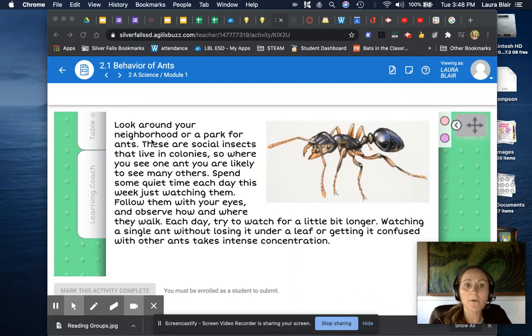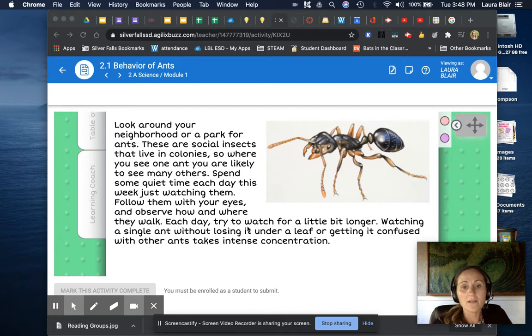Look around your neighborhood or park for ants. These are social insects that live in colonies. So where you see one ant, you're likely to see many others. Spend some quiet time each day this week just watching them. Follow them with your eyes and observe how and where they walk.